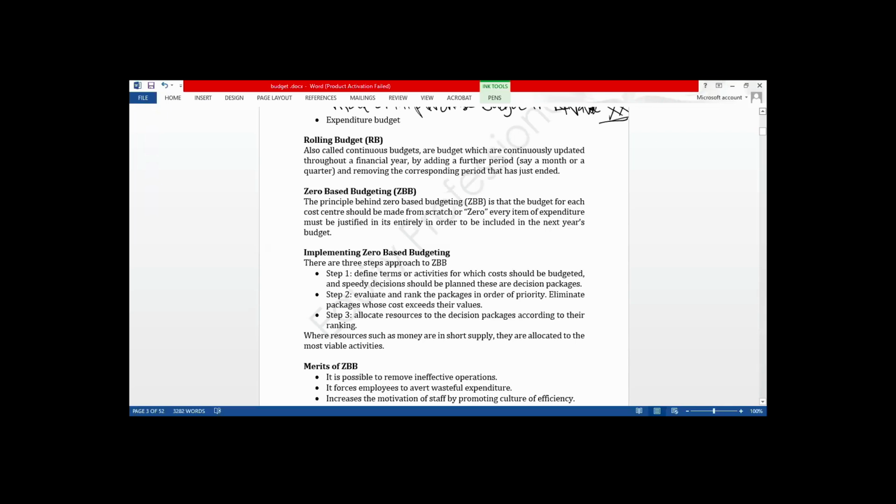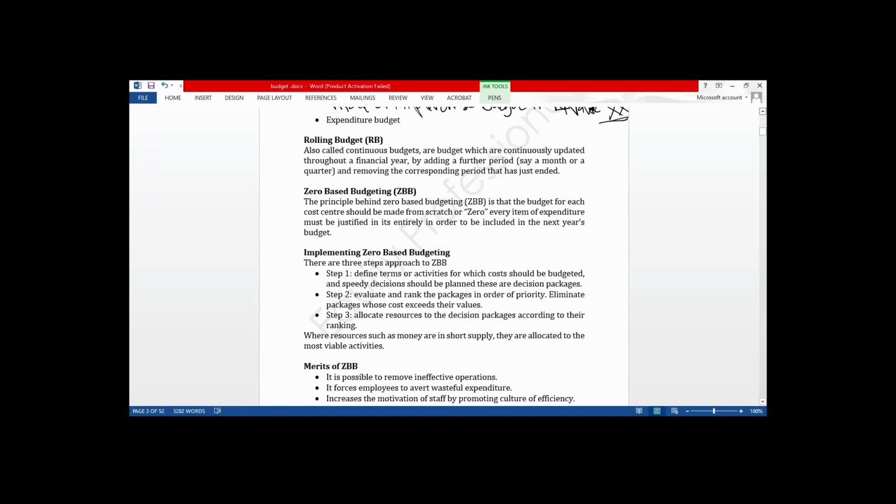Labor cost is zero. Diesel cost is zero. Fuel cost is zero. Maintenance cost is zero. Then the departmental head will now go and justify why they should incur this cost.